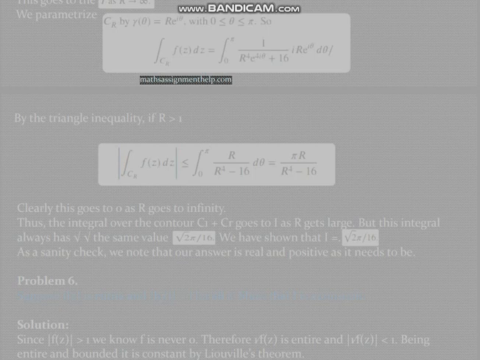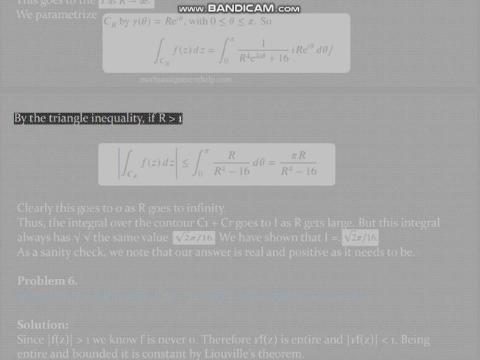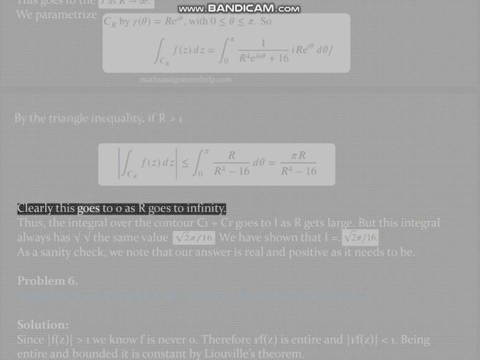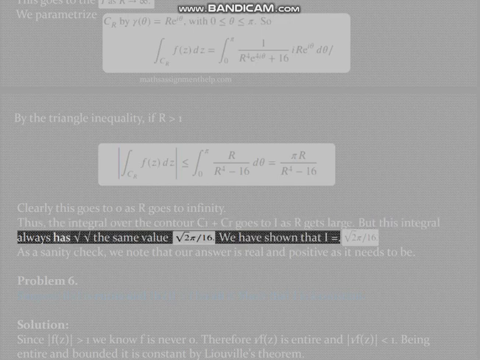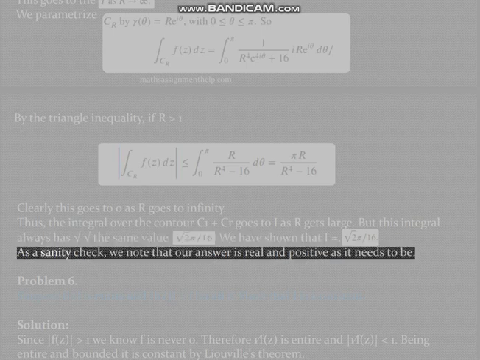By the triangle inequality, if r is greater than 1. Clearly this goes to 0 as r goes to infinity. Thus, the integral over the contour C1 plus C_R goes to I as r gets large. But this integral always has the same value. We have shown that I equals the result. As a sanity check, we note that our answer is real and positive as it needs to be.